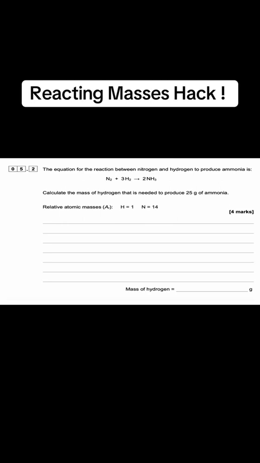The equation for the reaction between nitrogen and hydrogen to produce ammonia is N2 + 3H2 → 2NH3. Calculate the mass of hydrogen that is needed to produce 25 grams of ammonia. Relative atomic mass for hydrogen is 1 and for nitrogen is 14.